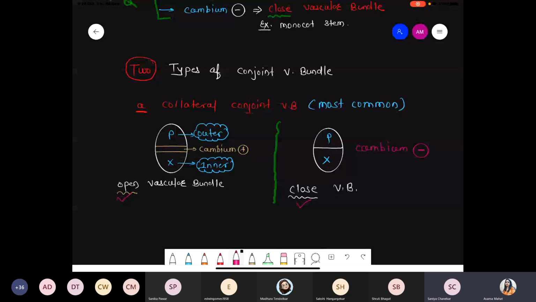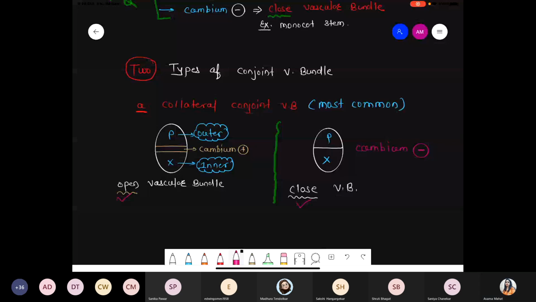Yes, ma'am. Okay. So open vascular bundle: cambium present; closed vascular bundle: cambium absent. Have some questions? When we start secondary growth, that is the last topic of this chapter, then you will get a clear idea why this cambium is so important. Okay.